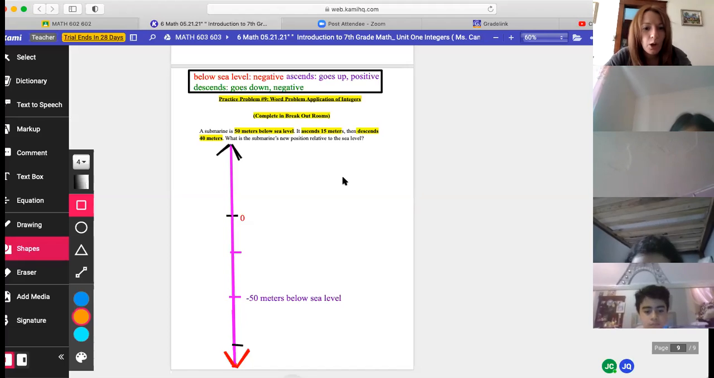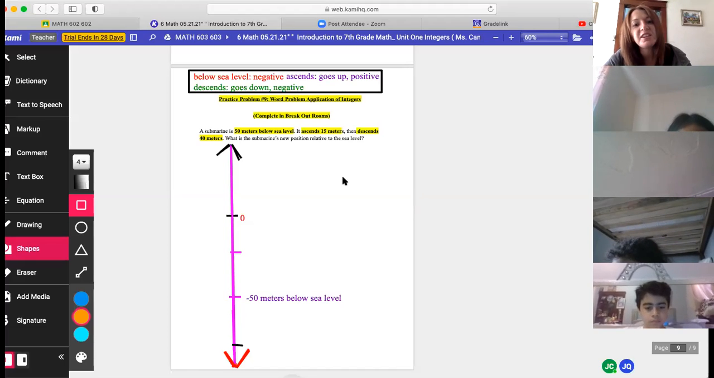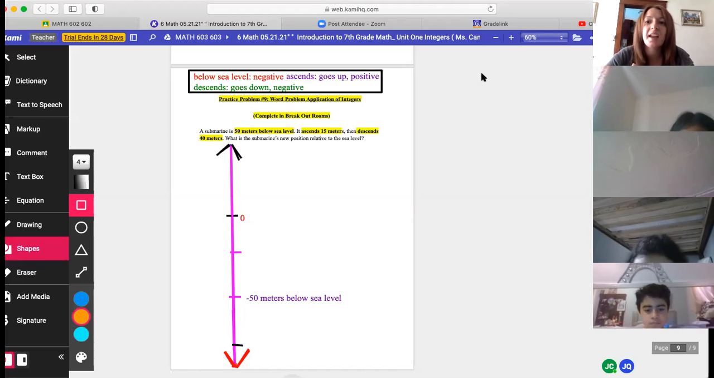Different genres. All right. A submarine is 50 feet below. We know below is a negative integer, correct?